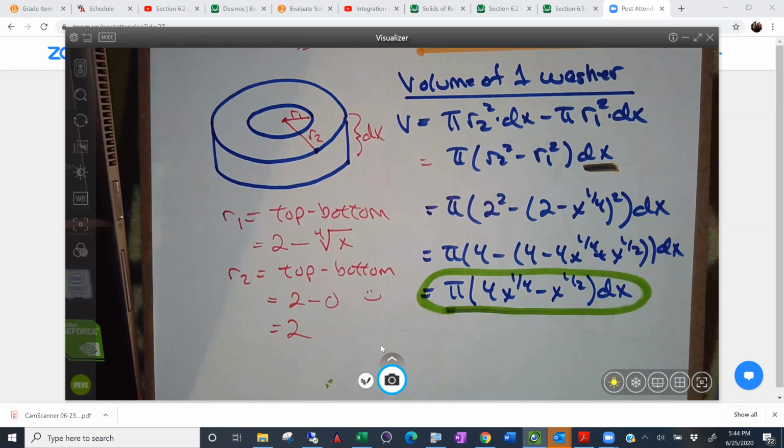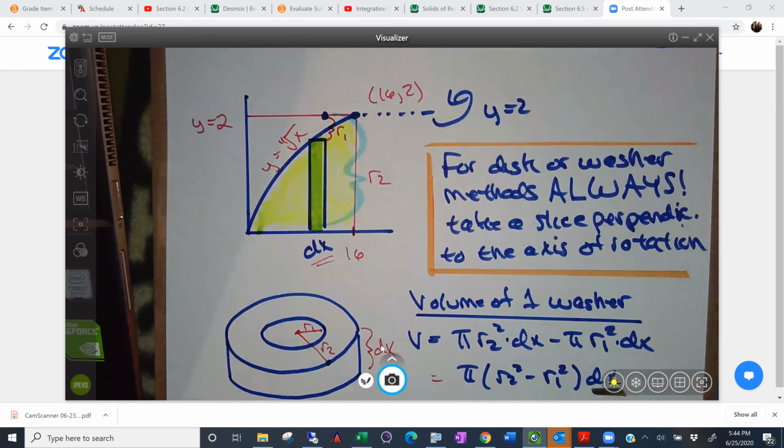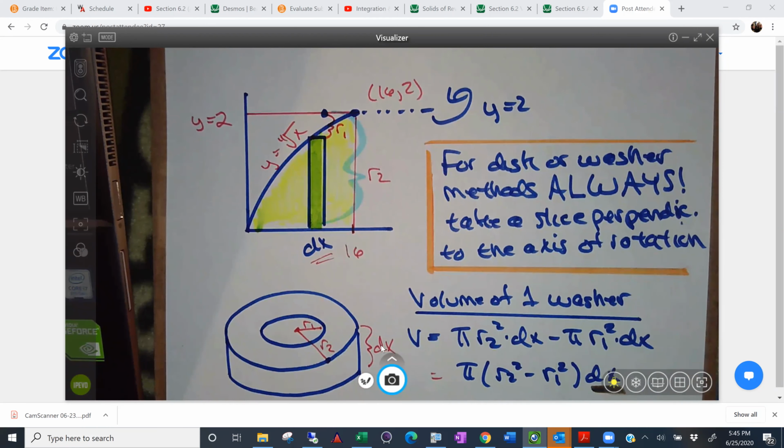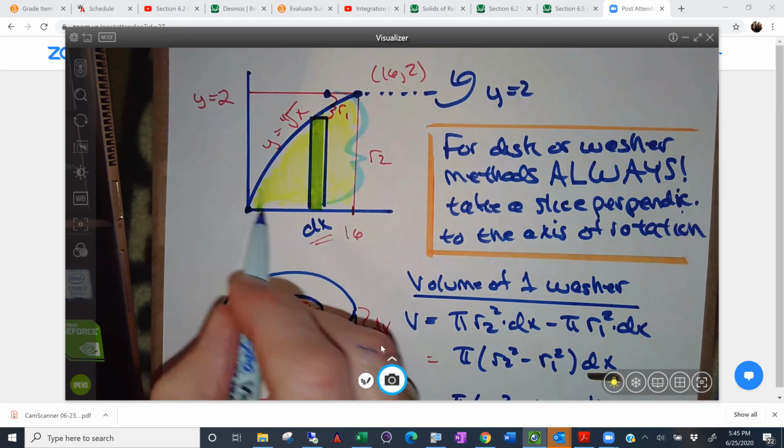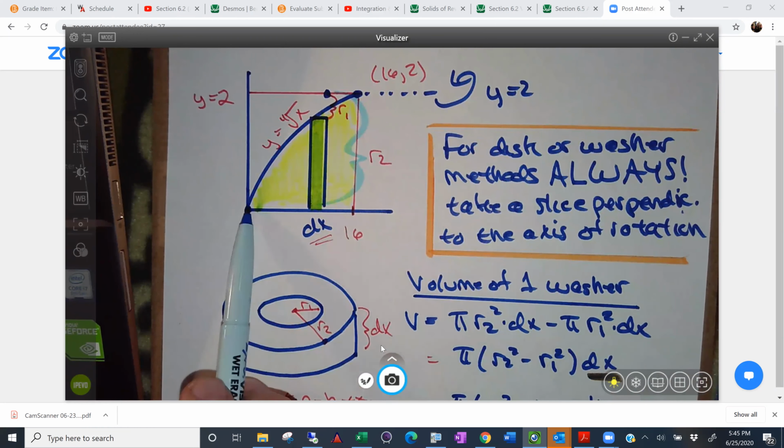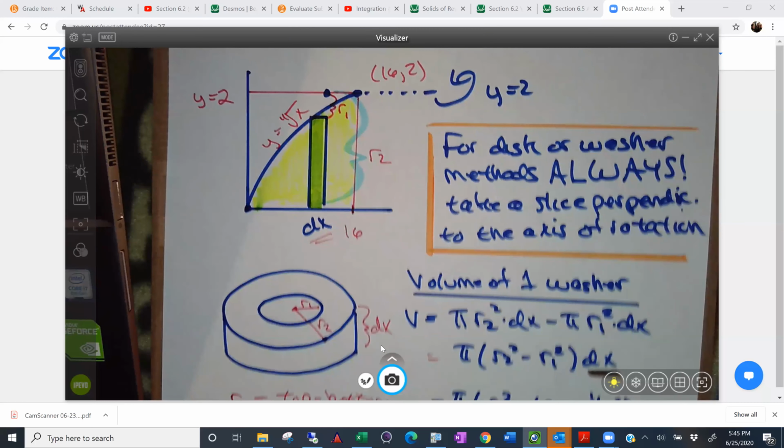Okay, let's finish it up then. So that's just the volume of one such disk. We've got to imagine adding up the volume of all such disks. So let's see if we can do that. That's going to mean integrating to add up the volume of all such possible disks.